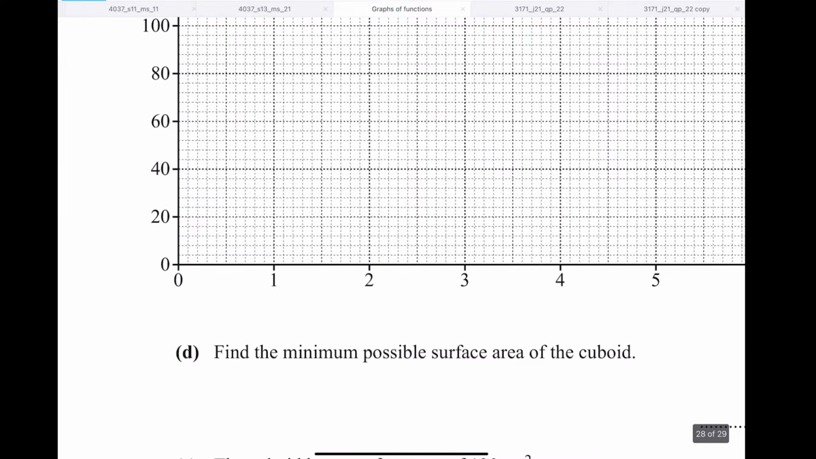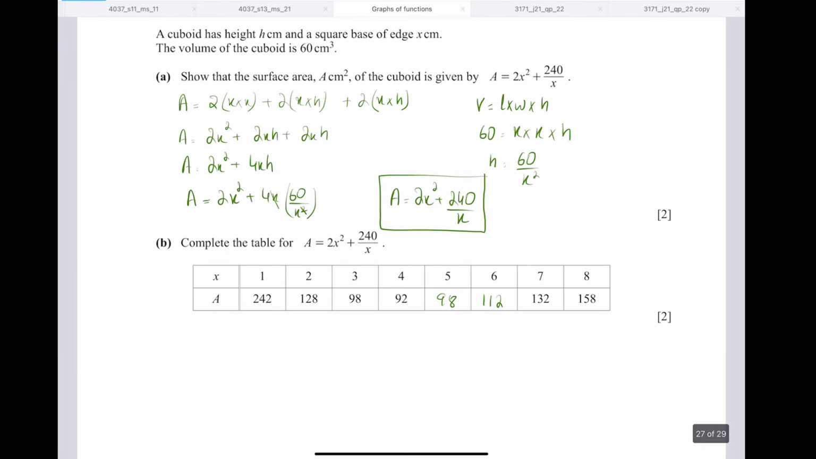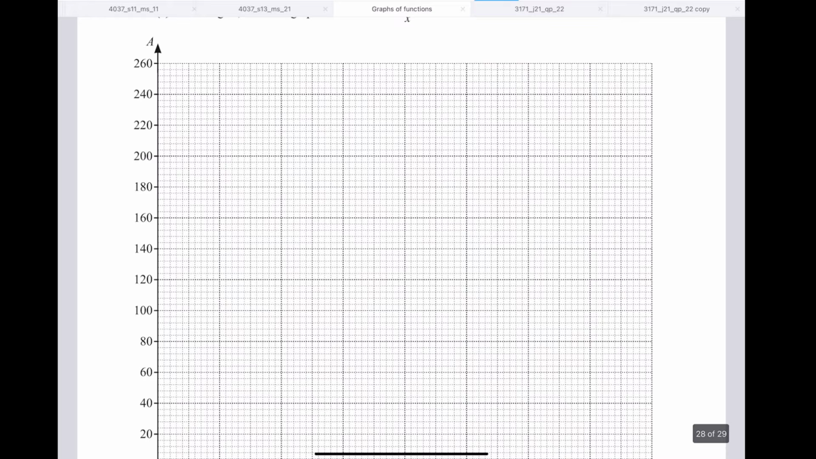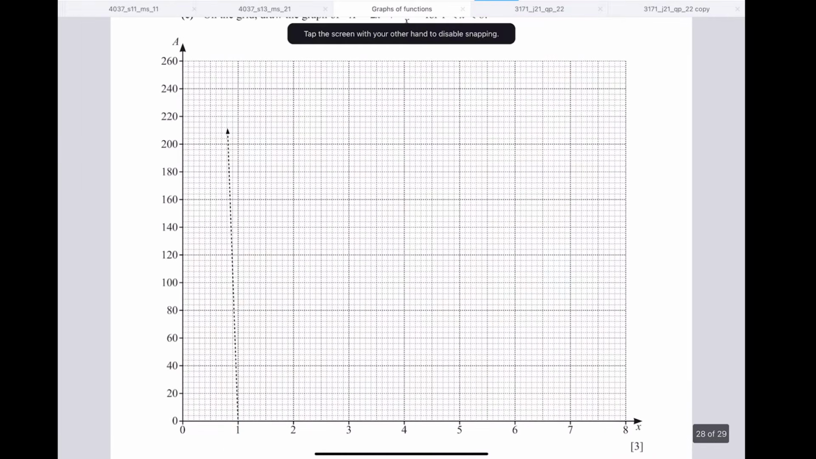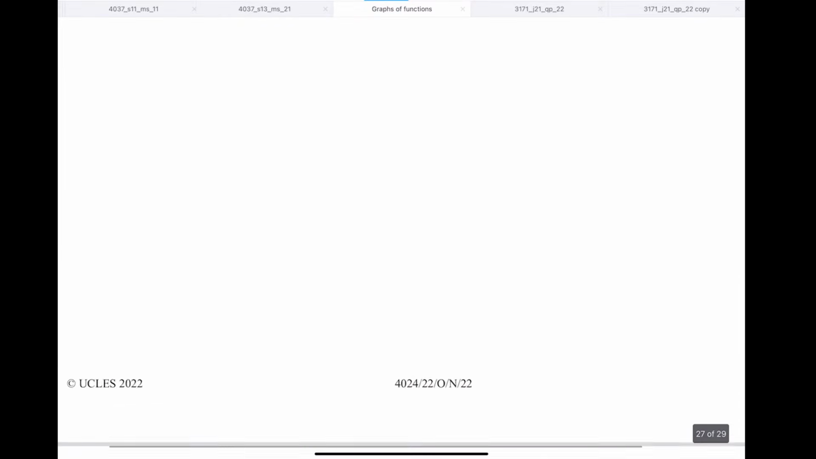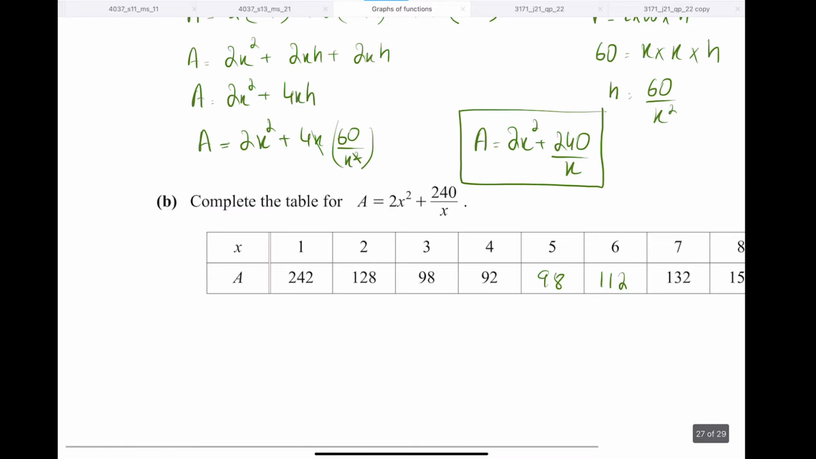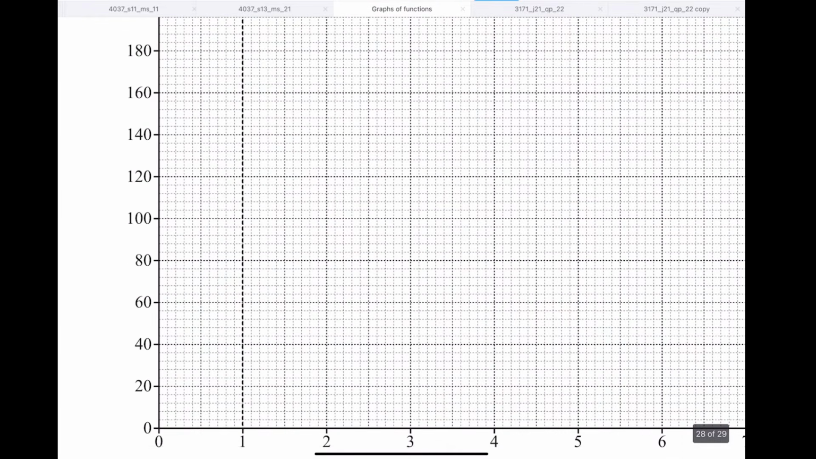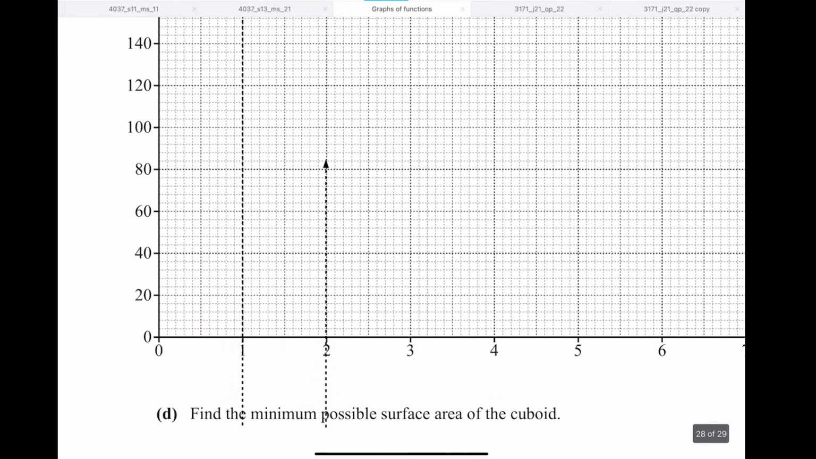Now let's look at the points 1 and 242. Where should we mark 242? 1 is here, 240 is here, so where will we mark 242? 240 is here, this is 244, so we'll try and place it in between 240 and 244. Then you have 2 and 128. Okay, so that shouldn't be a problem. Here's 2, here's 120, 124, 128.